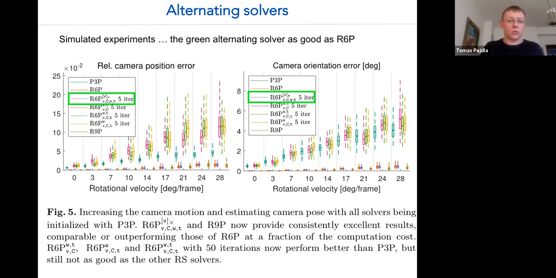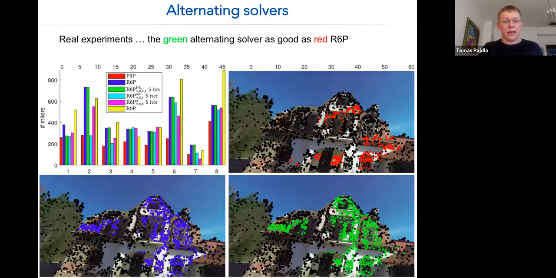Now the question is how many iterations to do, because this method is basically a local optimization method, so it should iterate until convergence, but it seems to be converging reasonably fast. Here is an example with 5 iterations, which was already very perfect. 3 iterations actually do most of the work, so 3 iterations might be enough for many practical situations. And again, we see this evaluated on the previous result. This is just an illustrative figure, which again shows the green in this case are alternating solvers, red are just R6Ps, and blues are perhaps also R6P with a different model. So red will be P3P and this will be R6P.